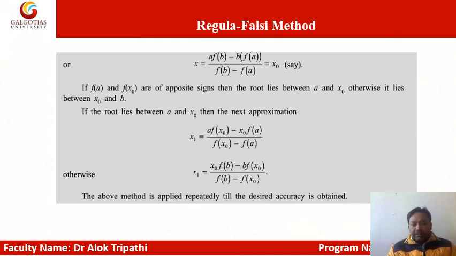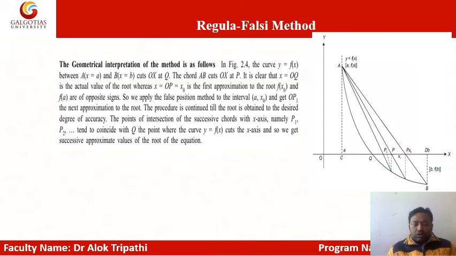Now taking this interval into consideration, a to x0, we will find our next approximation to the root. This is denoted by x1. Now we will apply this method repeatedly till we get the root of our desired accuracy. Now the geometrical interpretation of regula falsi method is described here.